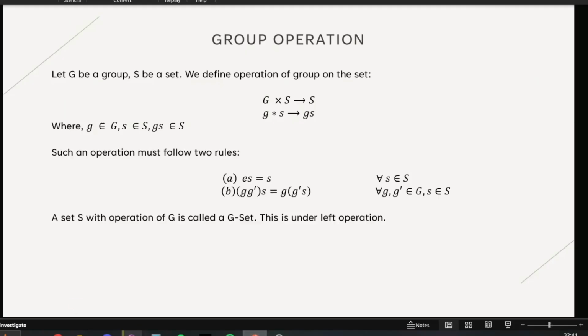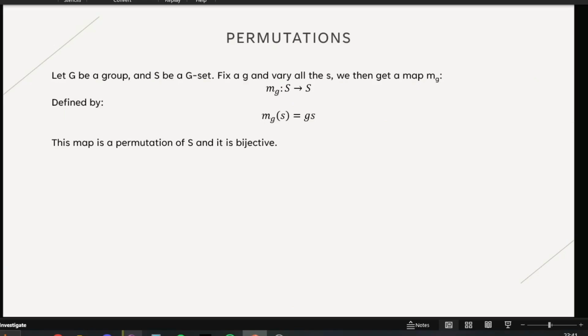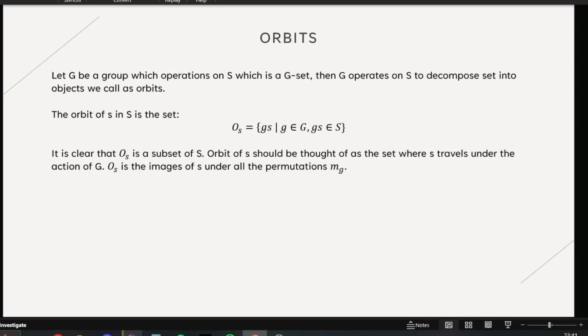Yeah. So after that, we also saw a permutation map, and then basically when we have a permutation map, we saw that under group action we have something called an orbit. Orbit is where if we take some element S from the set, where the set travels under the group operation or group action, it is called the orbit of that element.